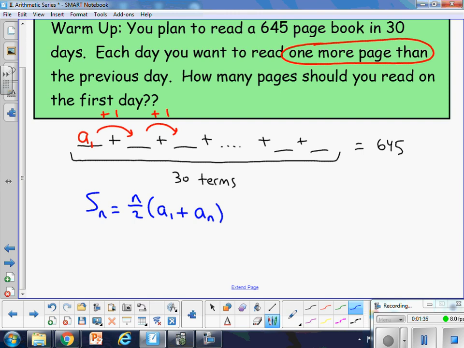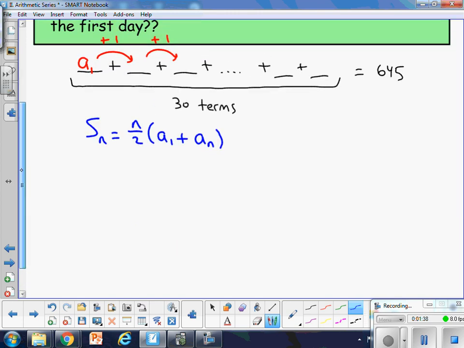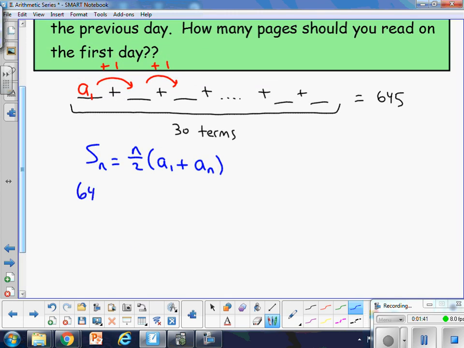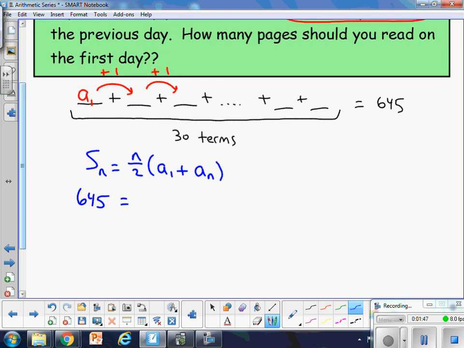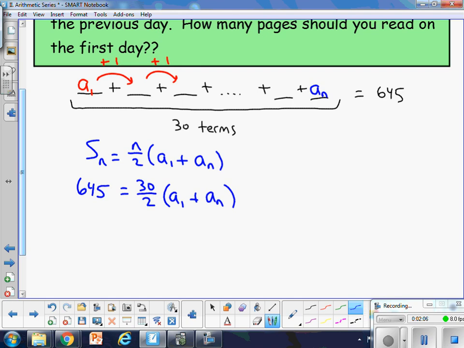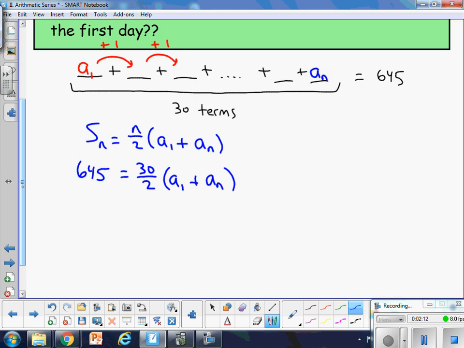Okay, so in this example, we know we want that sum to be 645, so that's s sub n. We know how many terms there are. We want to do this in 30 days, so n is 30. a1, that's the thing we want to find, so we don't know that yet. Now, do we know how many we want to read on the last day, a sub n? We don't know that either, right? So that's kind of unknown as well. So it seems as though there are two unknown things in an equation, and we can't really solve with two variables. So let's dig into this a little bit, and let's think about a formula for a sub n.